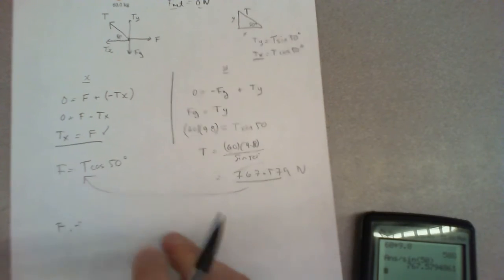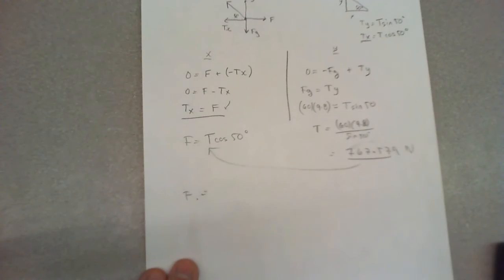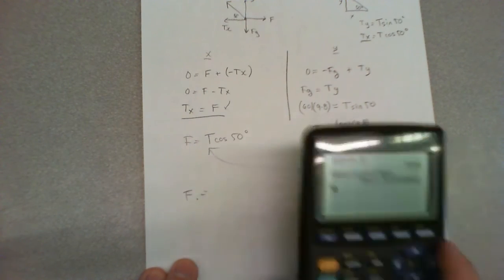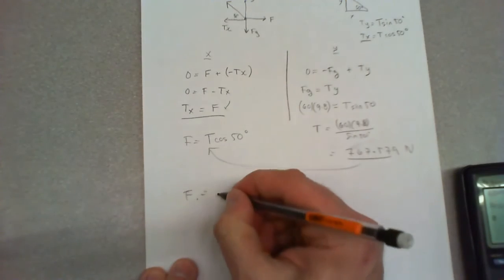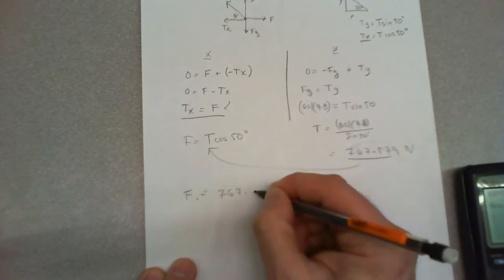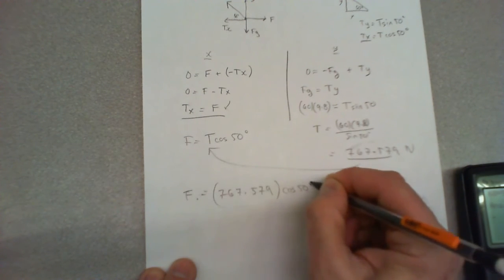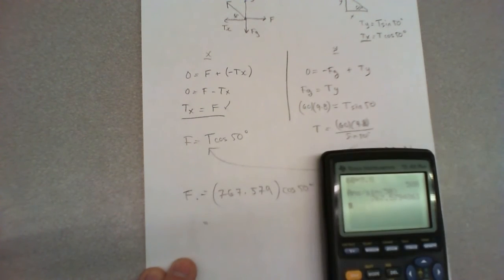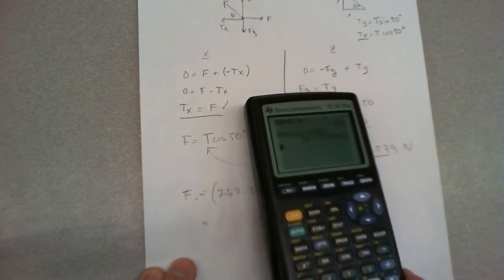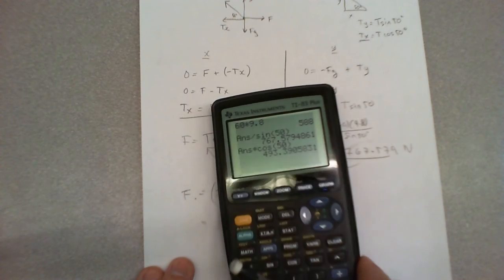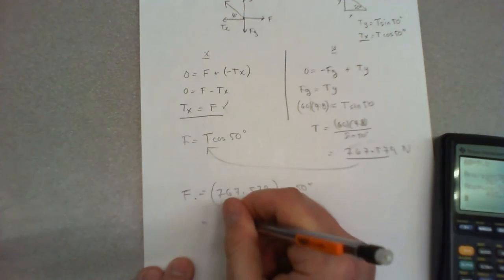So F would equal, and again, you should keep all your decimals, so I'll just write 767.579 times cos 50. So we'll go 767.579 times cos 50. And we get 493.39 newtons.